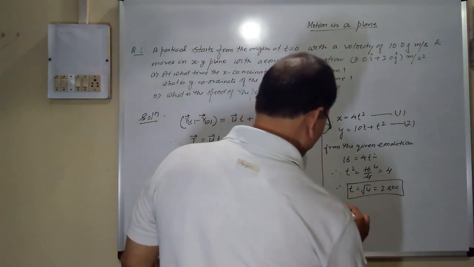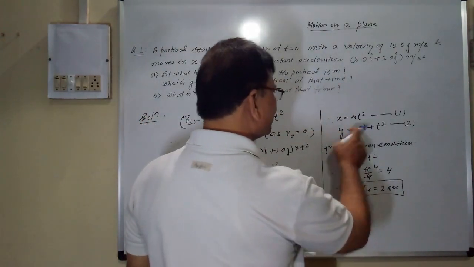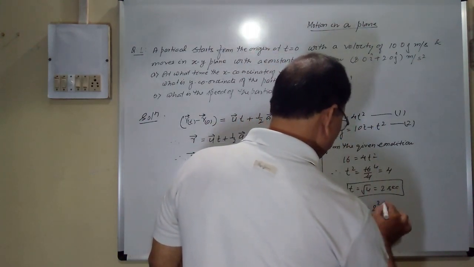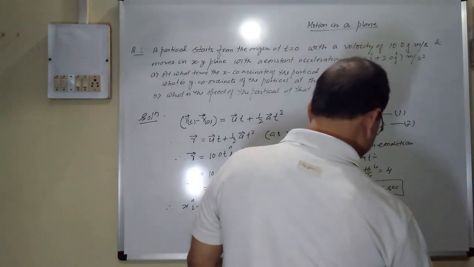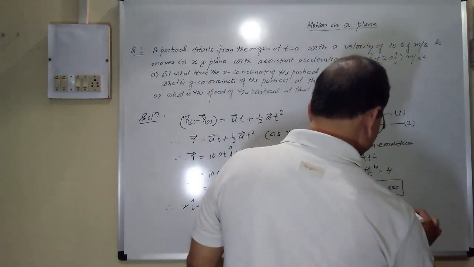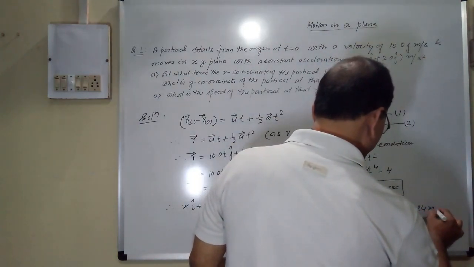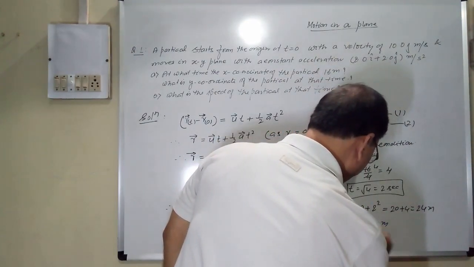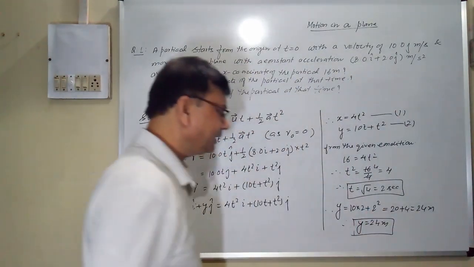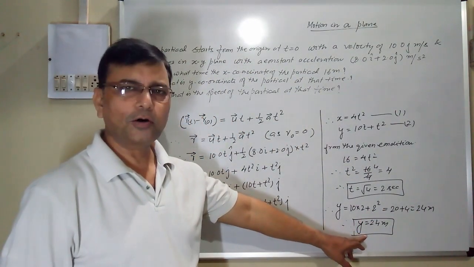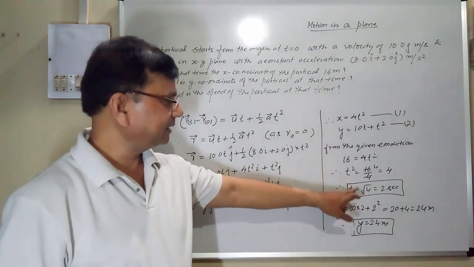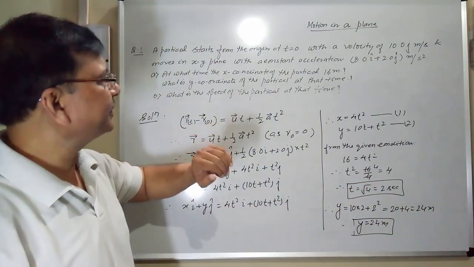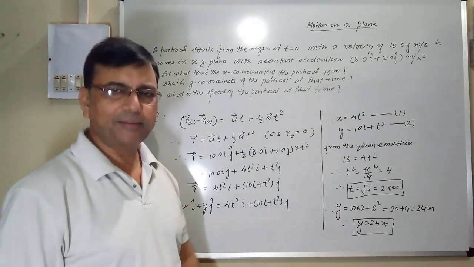Therefore, y is equal to what? 10 into 2 plus 2 square, that is 20 plus 4, that is equal to 24. This y is equal to 24 meter. So this is y component of the displacement, and time taken is 2 seconds. Second part, what is the speed of the particle at that time? Speed we have to find out.